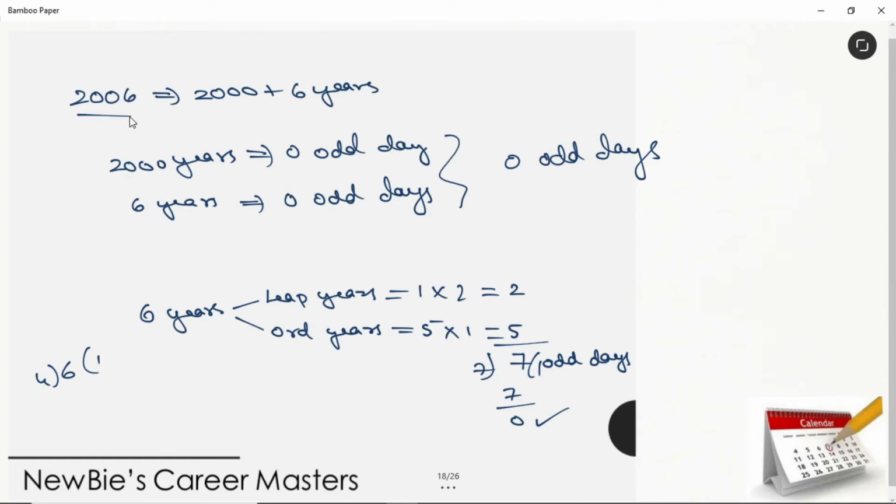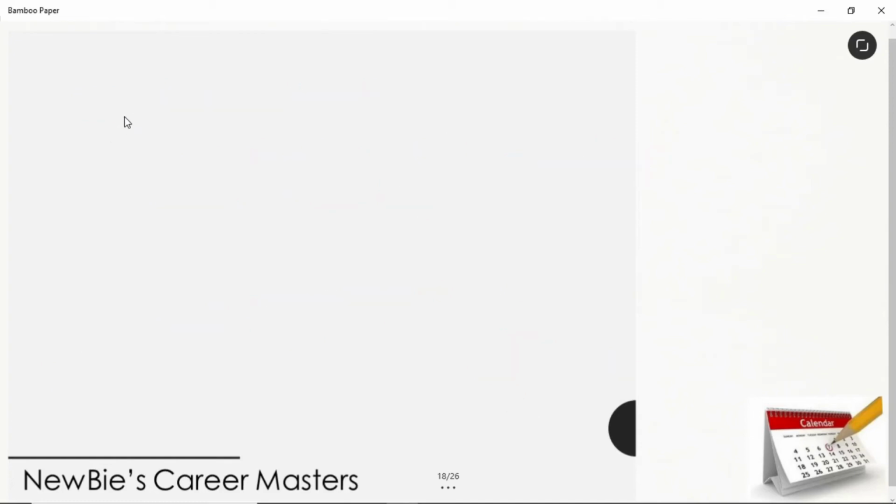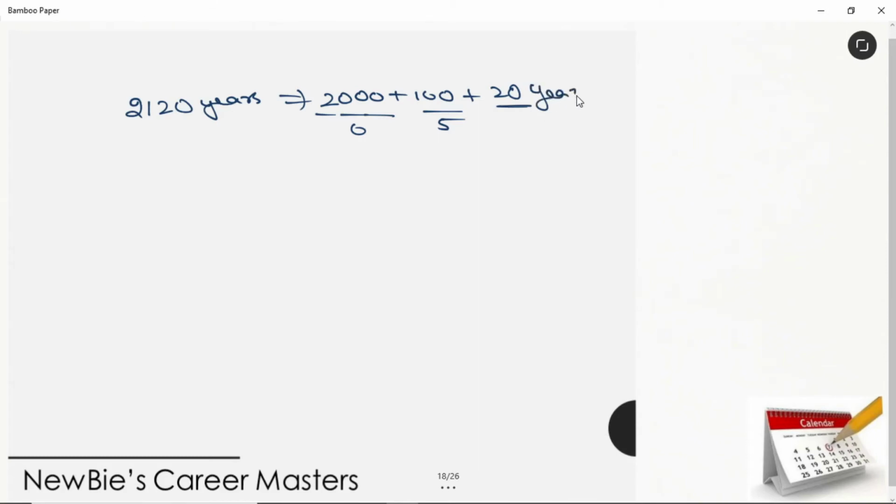Okay, you will understand it properly. Now the question is, how many odd days are there in 2120 years? Okay, split this: 2000 plus 100 plus 20. These two are very easy. This is 0 and this is 5. Correct? There are 0 odd days in 2000 years and 5 odd days in 100 years. Now, the remaining 20 years.